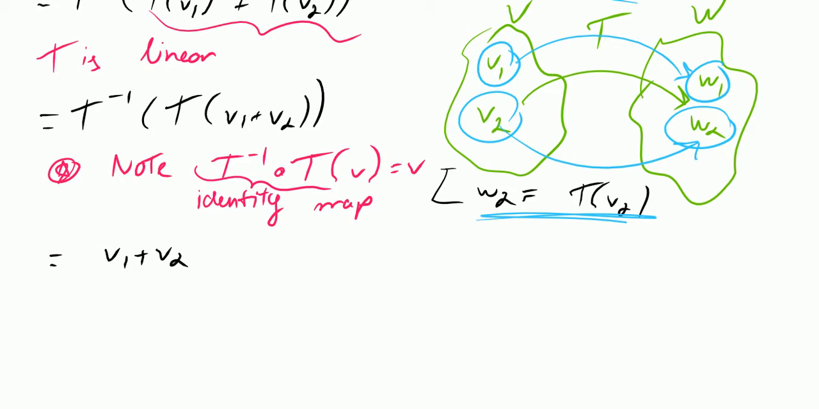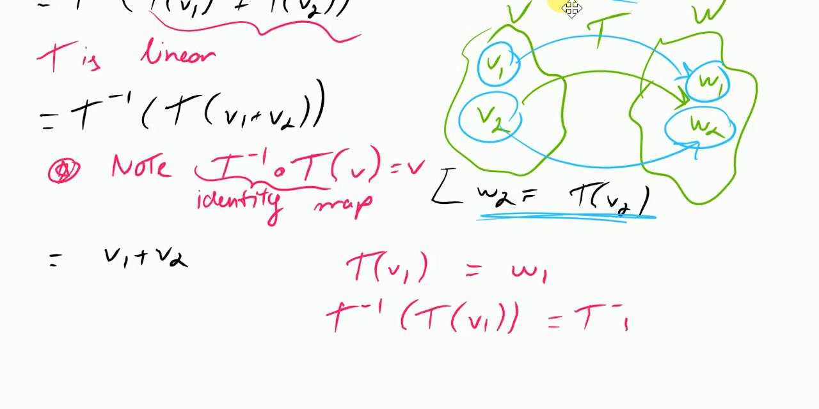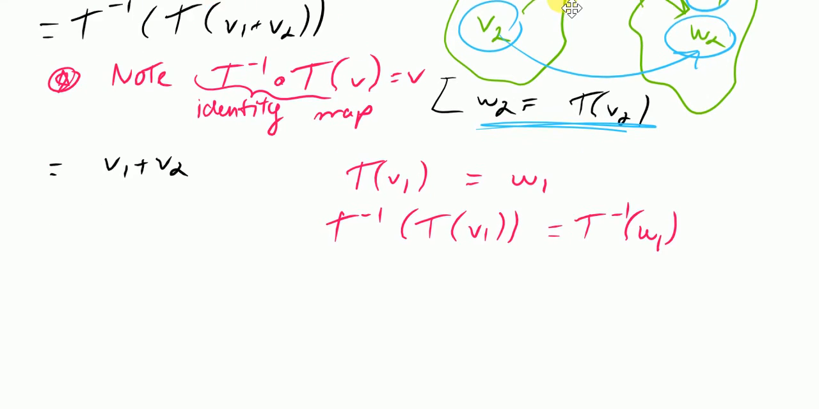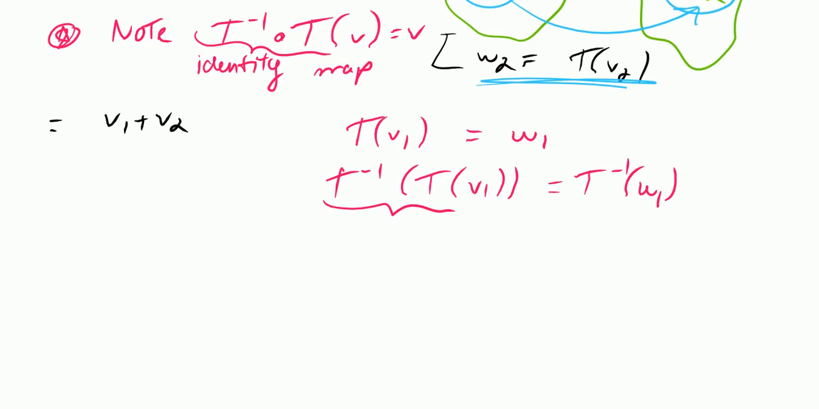So here, if I take T of V1, then I'll get W1. But if I take the inverse on both sides, so I do T inverse TV1 is equal to T inverse W1. I'm not doing anything, I'm just taking the inverse on both sides. Then this here will sort of quote unquote cancel. So I get V1 is equal to T inverse of W1. And similarly for V2, I'll get T inverse W2.